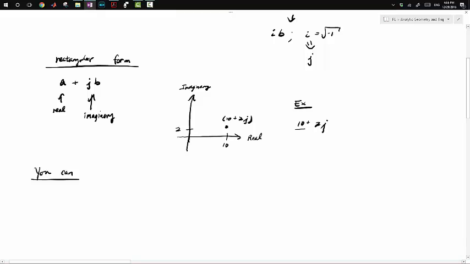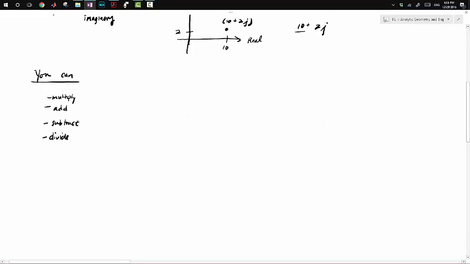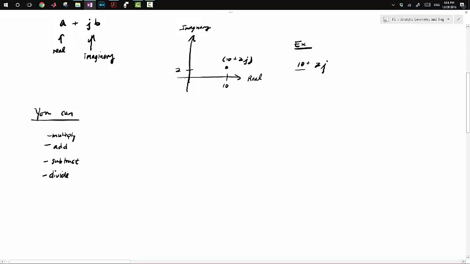You can multiply, add, subtract, and divide with complex numbers. So let's do an example here. Example 1.